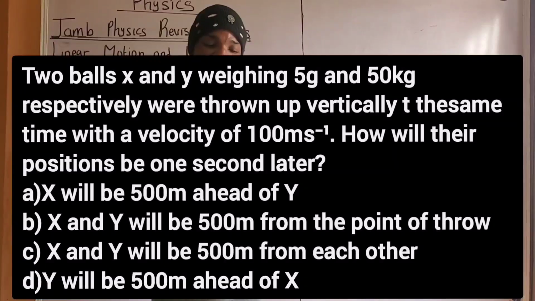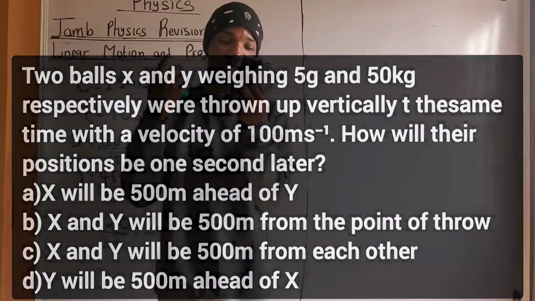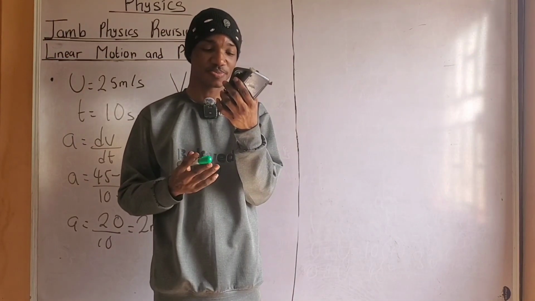The correct option to that question is option B, X and Y will be 500 meters from the point of throw. It is just like the previous question that we did. Are you getting it? Let us proceed to the next question.